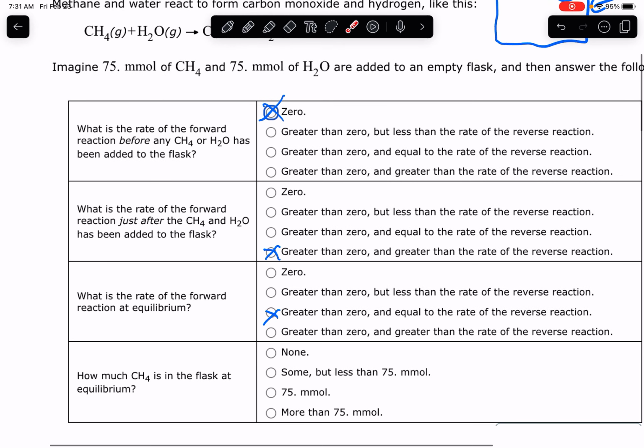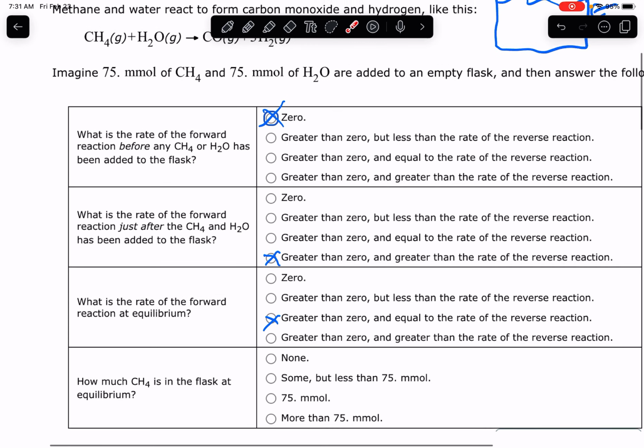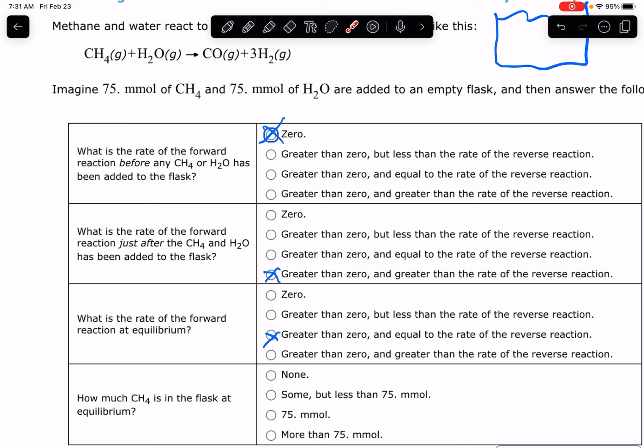So when we look at our options here, how much CH4 is going to be in the flask? Well, remember from previous problems, you're never going to have all of the reaction go, because every time you have a reaction going, at least a little bit is going to go back in the other direction. So in this case, the idea that there's none is no good. Some, but less than 75 millimoles? Well, remember, we start with 75 millimoles of this, so some of it is going to go across. We know there's going to be less than 75 millimoles, so this one looks like a check mark for us.